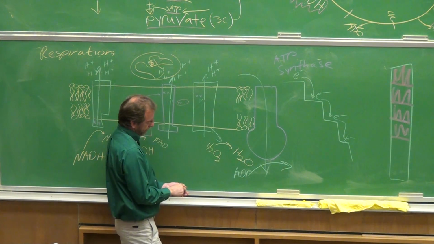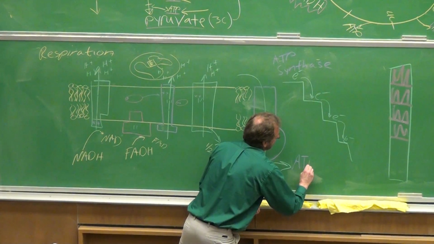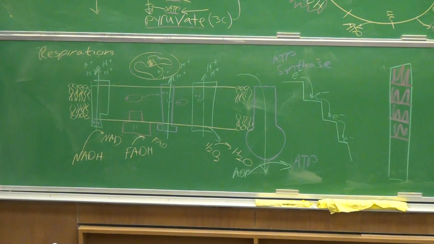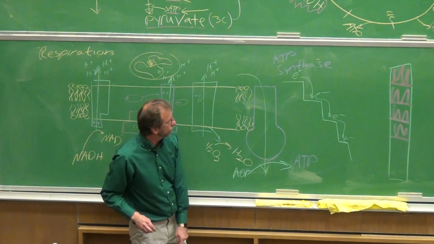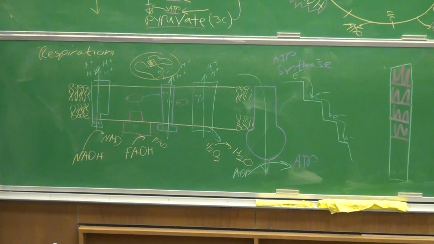ADP becomes ATP. We add that phosphate bond onto ATP, generating the currency we now need to do work. This process is oxidative phosphorylation.